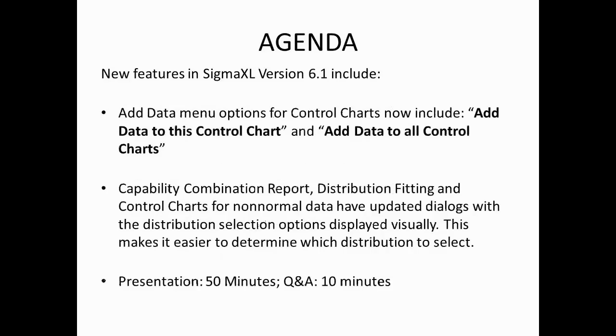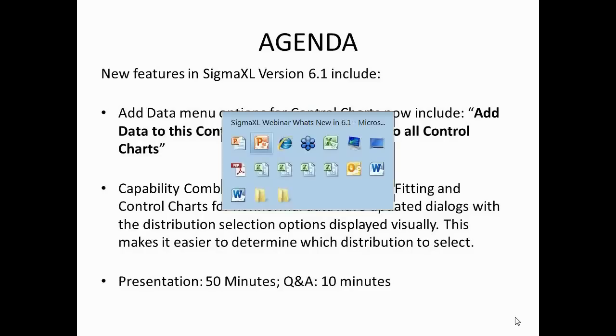One of the things that we've had requests for is that if you have multiple control charts, the ability to add data to all control charts, not just the particular control chart that you're working on, and I'll demonstrate that. And then finally, some enhancements in the process capability combination report for non-normal data. So I'm going to begin. All of this, by the way, that I'm going to be demonstrating is actually in the updated workbook, so you can go back to that at any time.